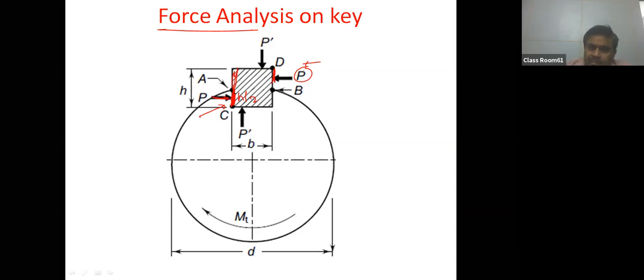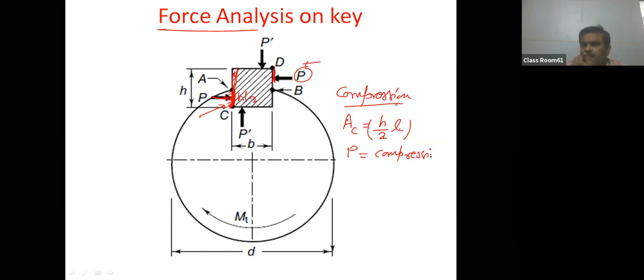Due to this force, this surface is under compression. So what is the compressive area? The area for compression can be found. The thickness of the key is H by 2 and the length of the key is L. So this is the compressive area. And due to this compressive force, the force is P. P is the compressive force coming on the key.